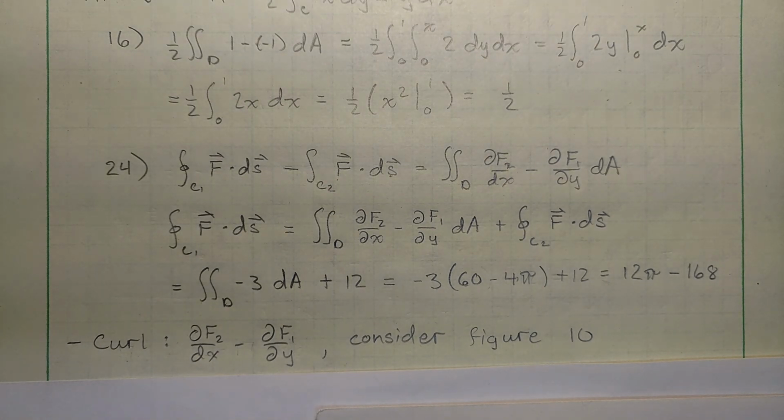If you put a small little paddle wheel centered on the origin right in the plane, if you look at figure 10, the curl is positive if the curl would cause it to turn in the counterclockwise direction. The curl is negative if it would cause it to turn in the clockwise direction. And the curl is 0 if it wouldn't turn at all. So in figure A of figure 10, the vectors wrap around the origin in the counterclockwise direction, that vector field, and it would turn it counterclockwise. So we have a positive curl.